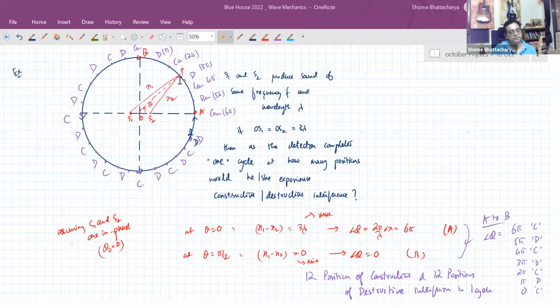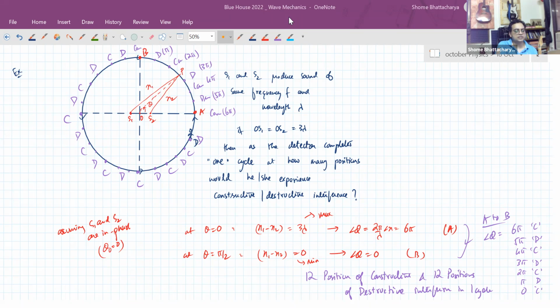So this is going to repeat 12 times, where they are having even multiple or odd multiple of pi, including 0. So these are typical types of questions involving interference of sound waves. You can start doing questions from H.C. Verma, interference of sound waves.